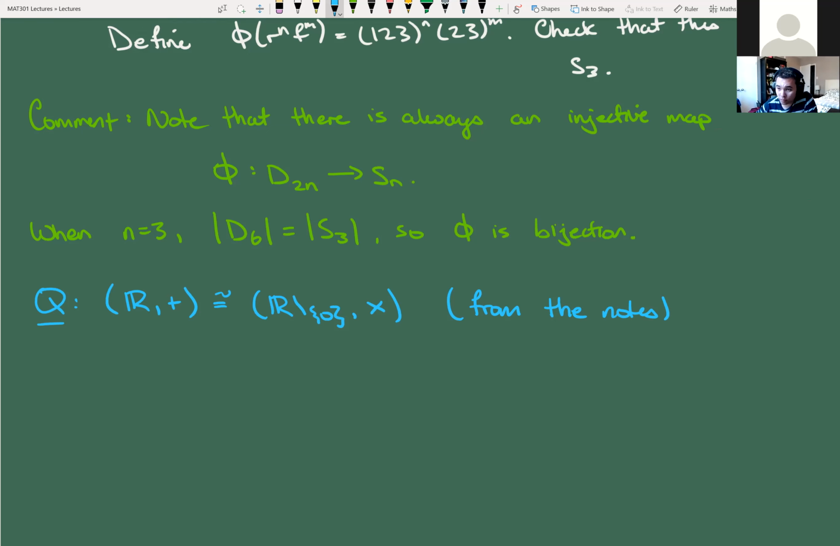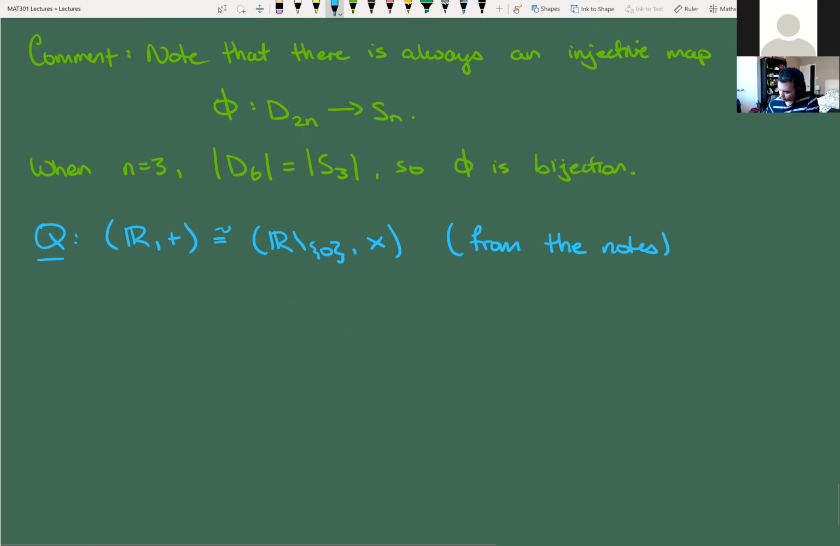And the fact that the exponential map actually gives you the isomorphism is kind of interesting. Now, what if I take a subgroup? Is it still true?